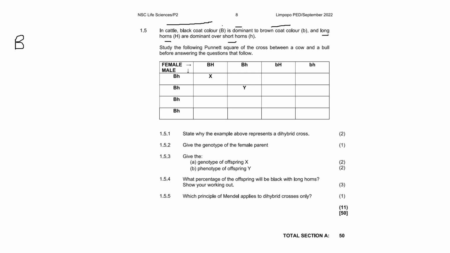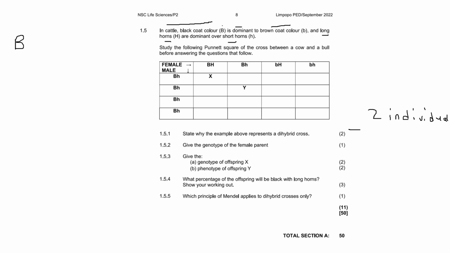So we're having two different traits now. It's no longer a monohybrid; it becomes a dihybrid crossing. If we've got two different traits, it's what we call a dihybrid crossing. So state why the example above is a dihybrid crossing, because we've got, number one, two individuals who are being crossed. That's the first point.